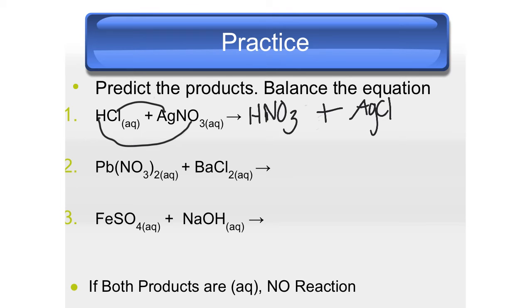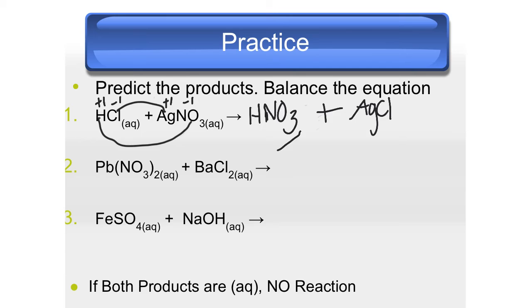Okay, now I'm gonna go look at my charges on my ions sheet and make sure that I don't need to add any subscripts. And if I go and do that, I'll find that hydrogen is a +1 and nitrate is a -1. So since they have the same charge, we don't have to add any subscripts. And also with chloride, it's a -1 and silver is a +1. So again, I don't have to add any subscripts.